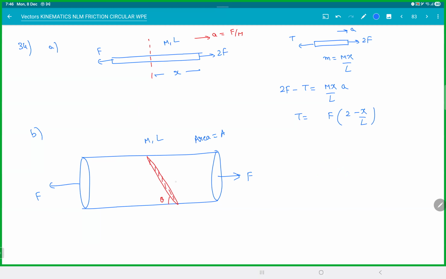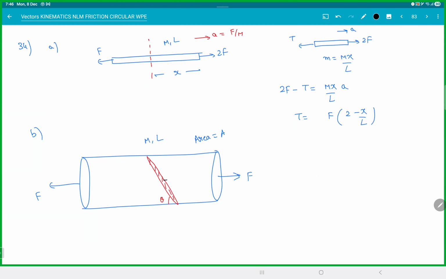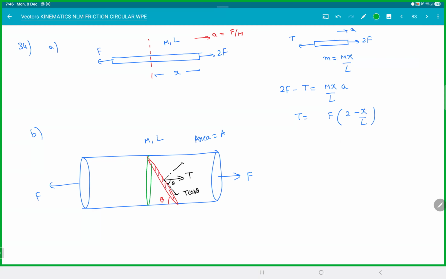Now here, if you see, tension is T everywhere. This is the tension. So we divide tension into two components. That is theta, this is theta. This will be T cos theta. And remember, this area is A. So this area will be A by sine theta.